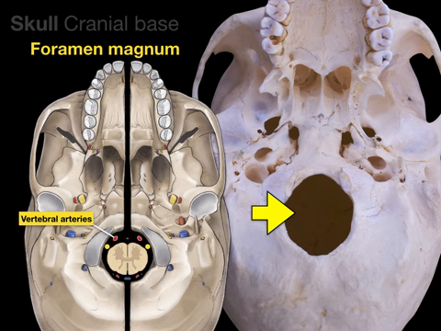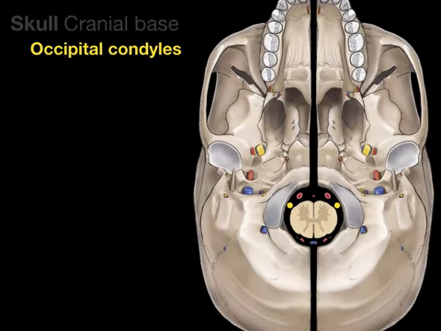All right, so now the foramen magnum is this really big opening on the base of the skull where you see vertebral arteries, cranial nerve 11, and the spinal cord. The occipital condyles are here. Occipital means the occipital bone, and condyles are these knobs, and they articulate with V1.